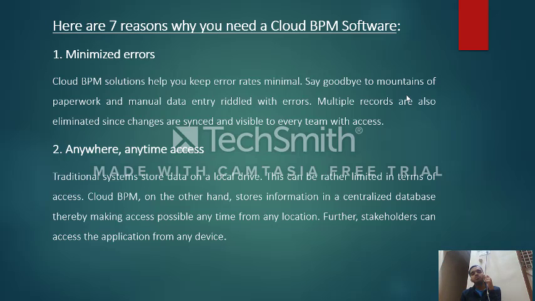Now, why should you use a cloud BPM software? Well, here are the 7 reasons why you need a cloud BPM software in the current scenario. Number 1 is minimized errors. Cloud BPM solutions help you keep error rates minimal. You can say goodbye to mountains of paperwork and manual data entry, which is riddled with errors. Multiple records are also eliminated, since changes are synced and visible to every team with access. That means the load on the workforce is reduced very much, and they can do other tasks with more efficiency.